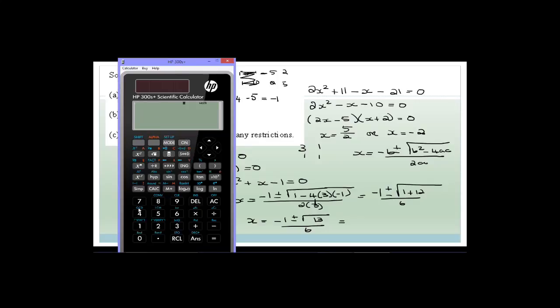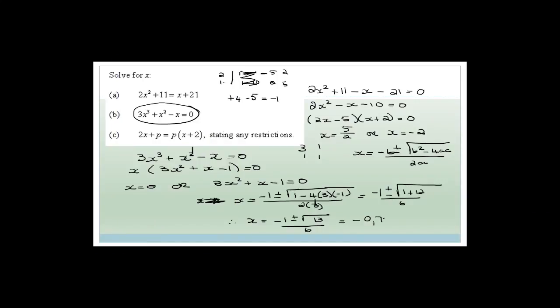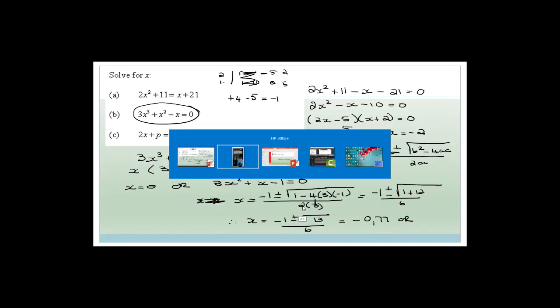And we clear this, and we go negative 1 minus the square root of 13 equals, divided by 6 equals, and that's a very useful answer. So it's minus 0.77, assuming we're rounding off to two decimal places. So it's minus 0.77, or, and now we do the other version.